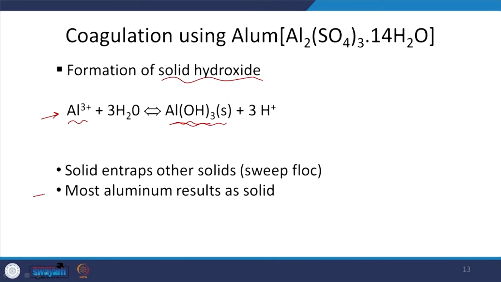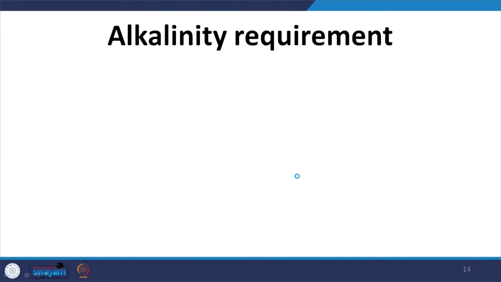Depending on the OH minus and Al3 plus concentration, most of the aluminum, or Al3 plus, can form a solid, let us say, or can precipitate out. That is something to keep in mind.